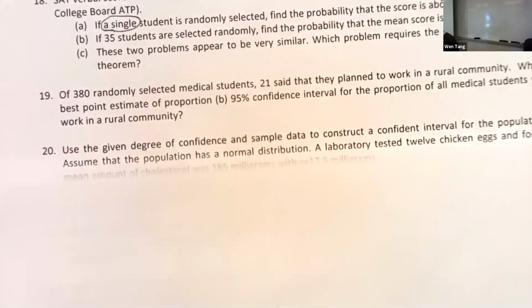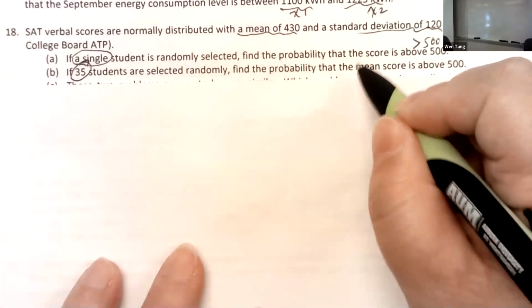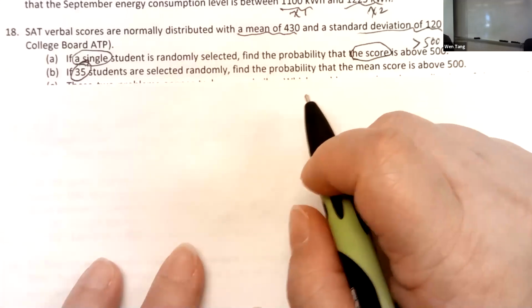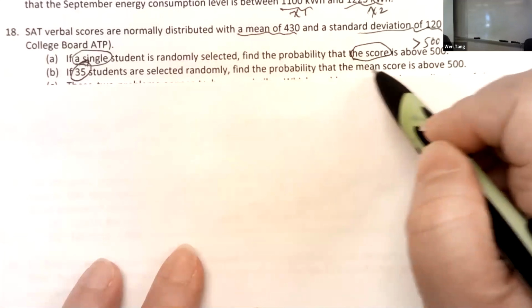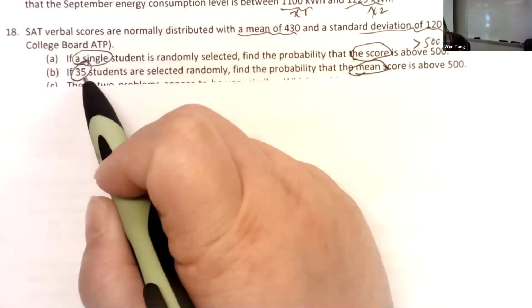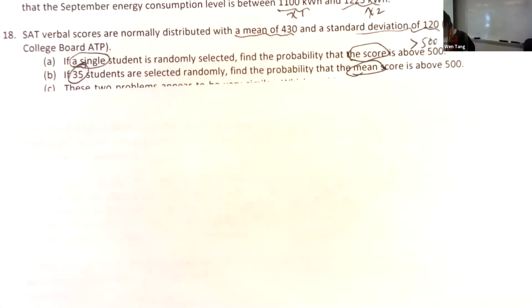Now we check the second question. This time, we need to randomly select 35 students, and we're going to find the probability. In the first question, we talked about the probability of that score, so that's the single score. But this time we want to find the probability of the mean score, because we have 35 students. So it's not a single value, it's a mean value. It's not a single X value, it's the mean.